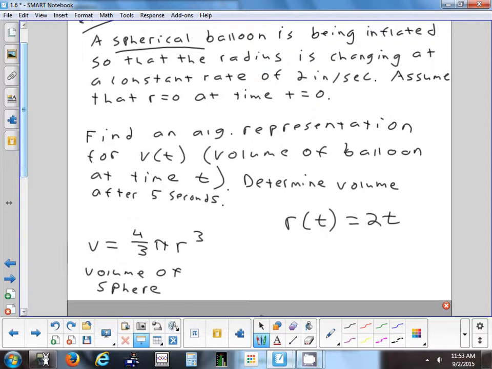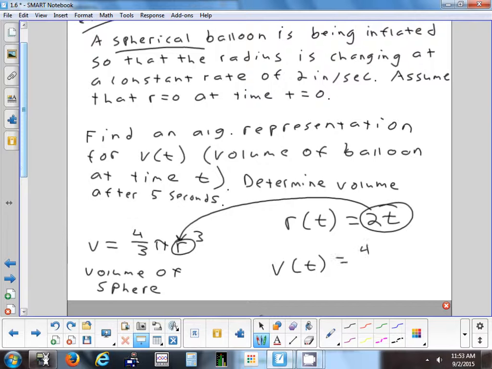Now, what do you think I'm going to do to find my formula for V of t? We've kind of done this earlier today. Yep? You plug the r of t into the radius. Yes, we're going to plug in 2t. That's our formula for the radius. Plug that in for r. Anyone recognize this kind of idea? Composition? Taking one function, plugging it into another. Okay, that's all that really is.